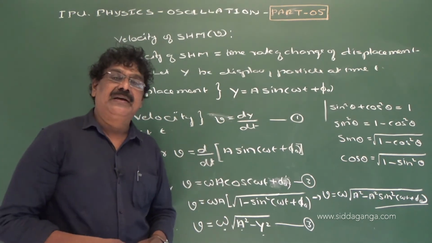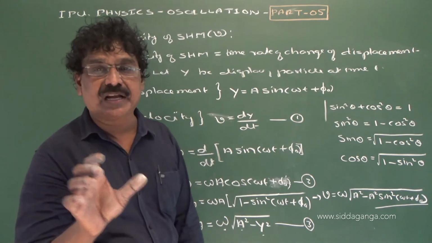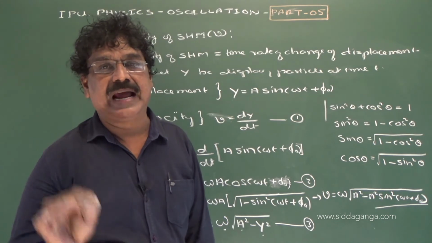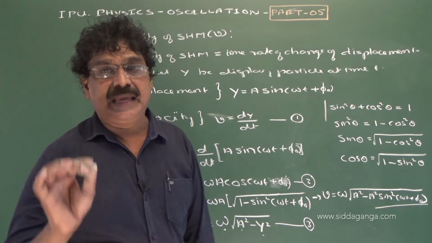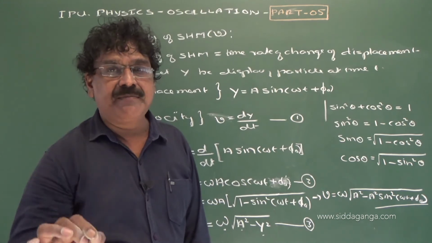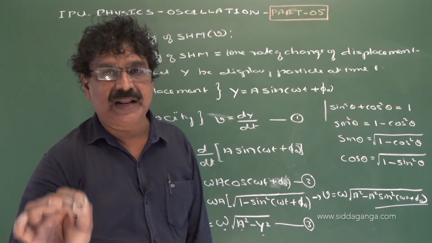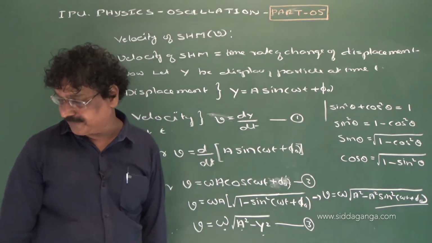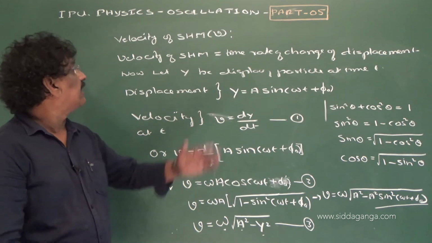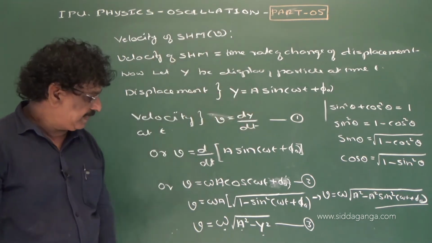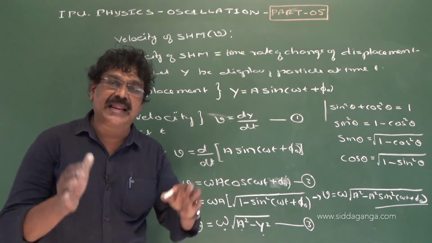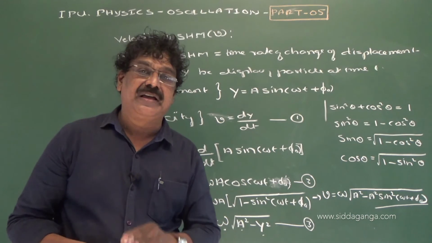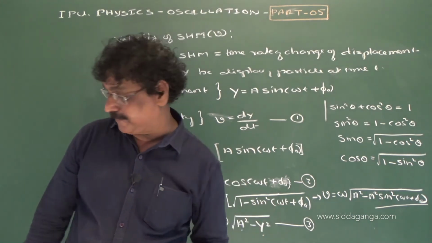Therefore, we say that the velocity of a particle executing simple harmonic motion at any instant of time is the time rate of change of displacement of the particle at that instant of time, right. Is that clear? This is linear velocity. This velocity is measured in meter per second, whereas angular velocity is measured in the unit radian per second.